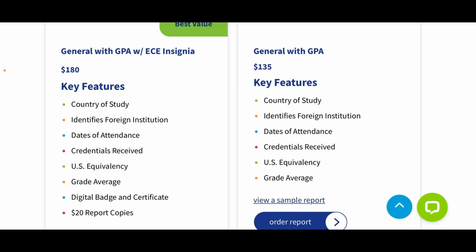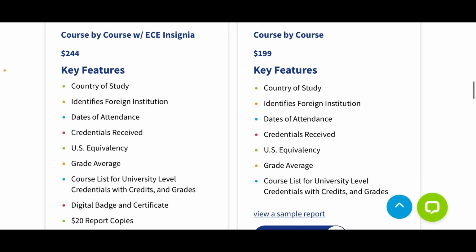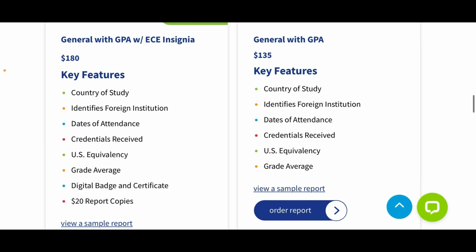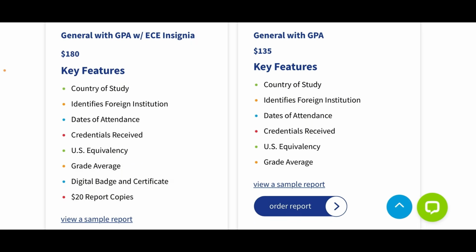However, when applying to universities in the US, trying to get accepted into a college, right? You're trying to come here to do a bachelor's degree or a master's degree or PhD, you would go with the course by course, because you want your list of courses and your grades and your credits to be listed. If you go with any of these options here, it will only show your GPA, and that is not what we are looking for. The institutions want to see what courses you have done, right?